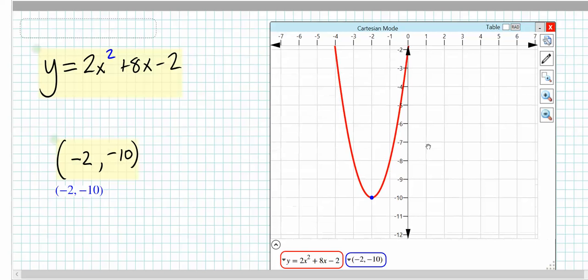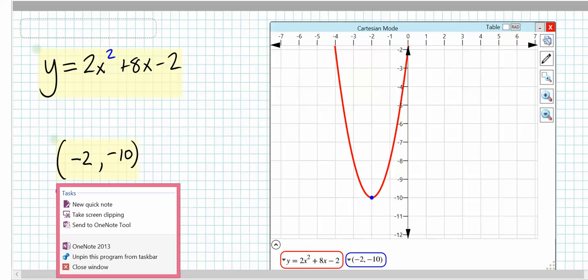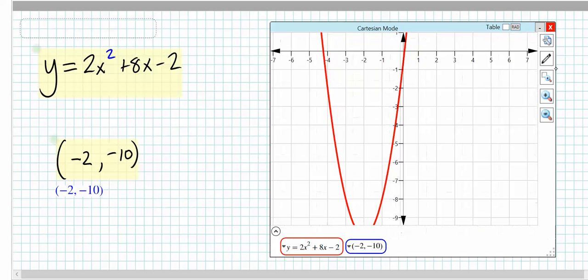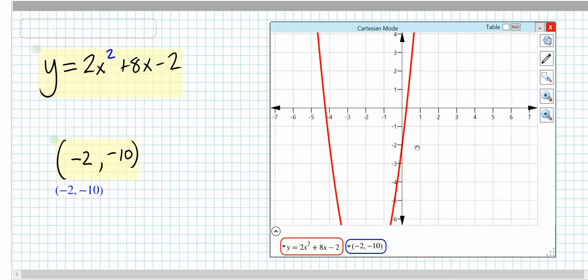We also said that the y-intercept should be at 0, negative 2. So let's take a look at our graph. Hey, check it out, there it is right there. Wait, did I graph this thing right? The y-intercept, right? Oh, there it is. It's definitely negative 2. That freaked me out for a second. Okay, so 0, negative 2.